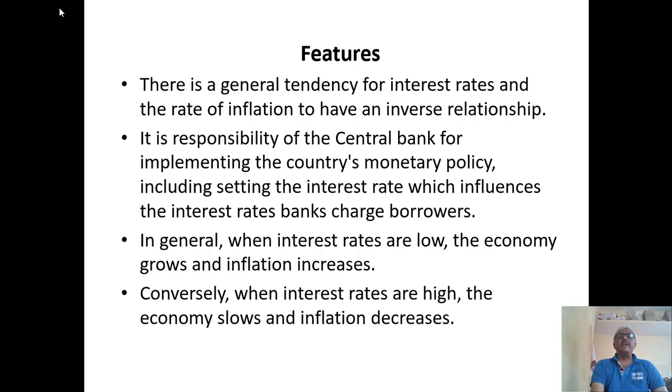As a result, over a period of time, inflation increases. So therefore, this is the relationship which we can establish, which we can see with the help of understanding the rate of interest being very low in the economy. Conversely, when the rate of interest is high, the economy slows and inflation decreases.